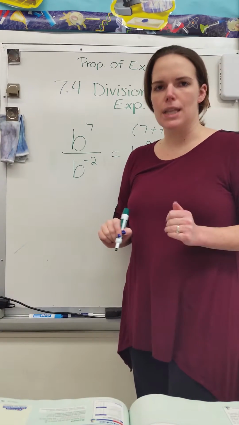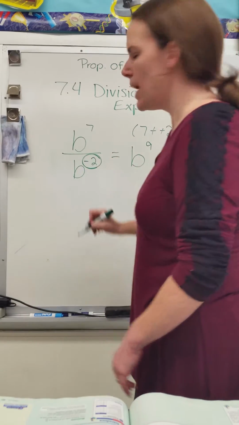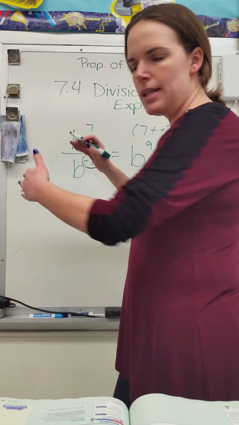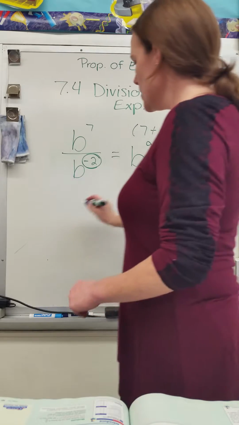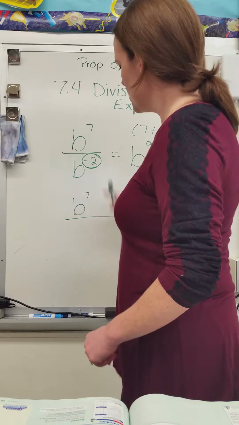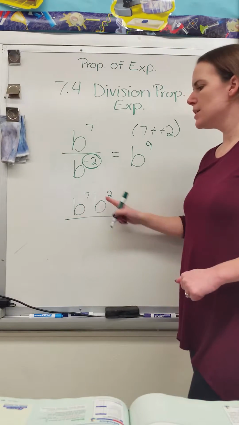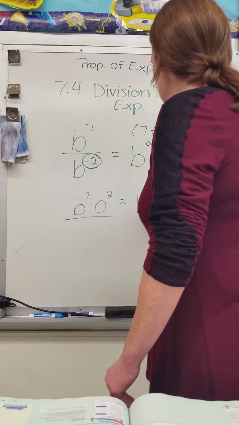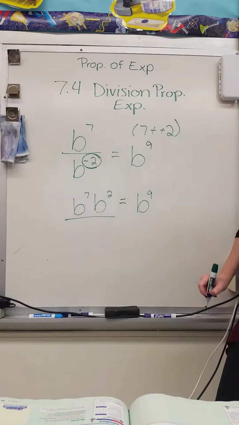Here's another way to look at that, though. When you see this -2 in the bottom, what that means to do is move it to the other side of the fraction bar. So what you really have is b to the 7, but then up here you would also have b squared, multiplying. So you can think of it as adding, and there's nothing left in the bottom. So you just have b to the ninth.